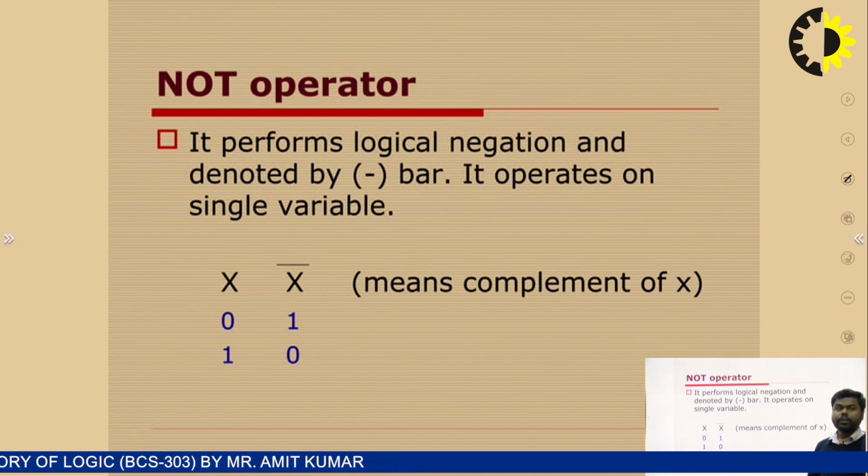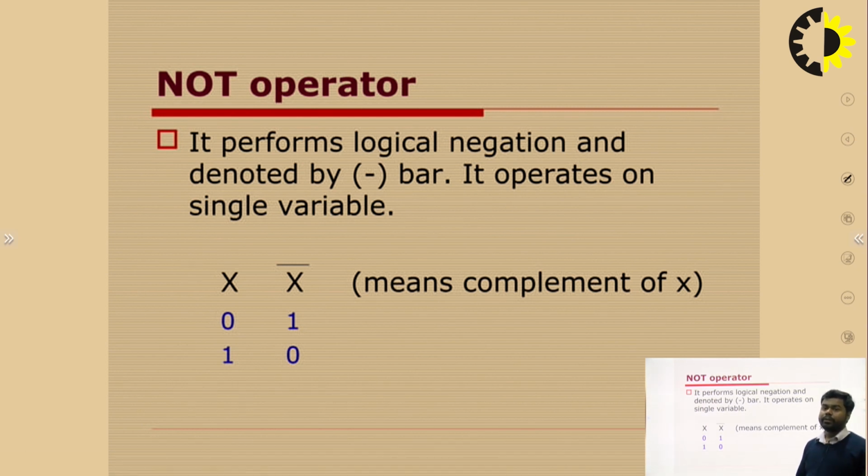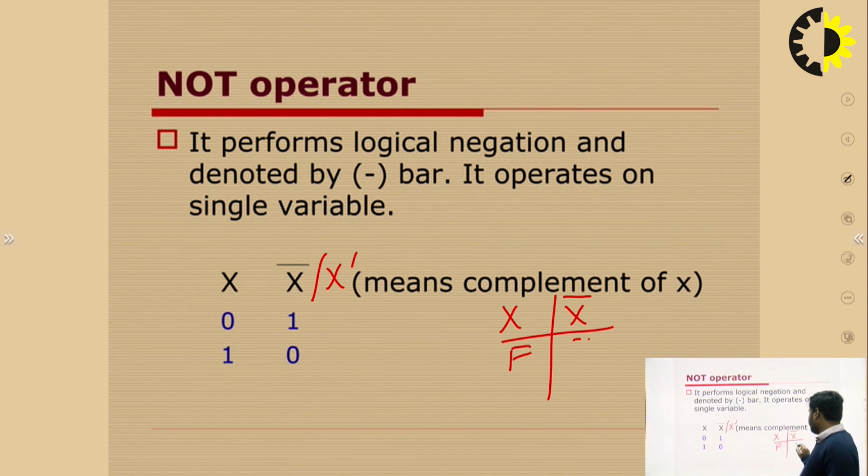Now the NOT operation. NOT operation is showing the logical negation, and it is denoted by a bar or dash, anything you can show, like this: x bar. You can say the complement, you can show x dash. This is also a NOT operation. Okay, we can say the complement. So the complement of 0 is 1 and the complement of 1 is 0. We can say that x bar. What is the complement of false? True, and the complement of true is false. This is the NOT operation.